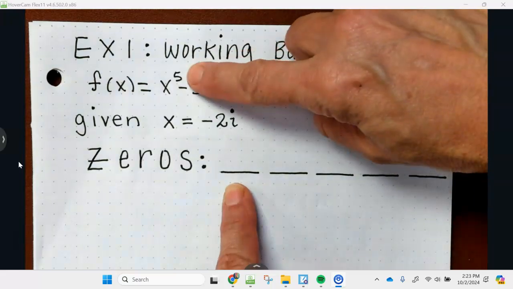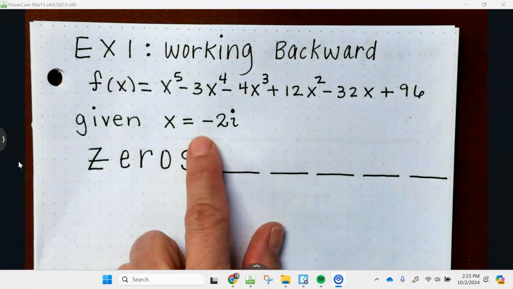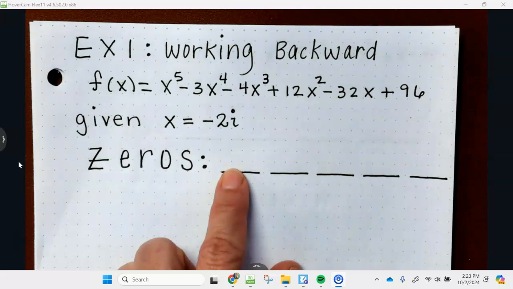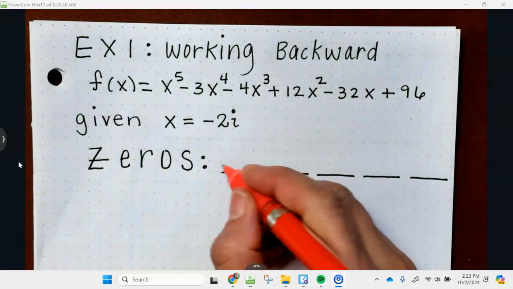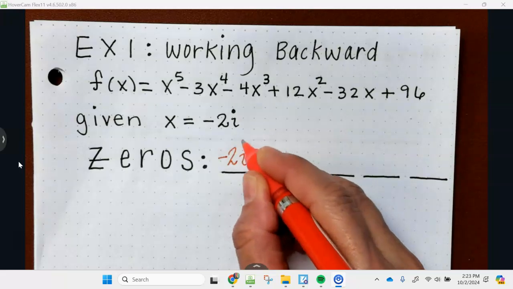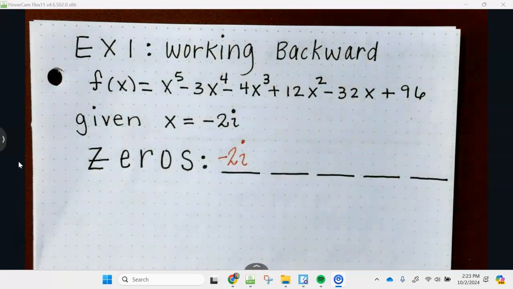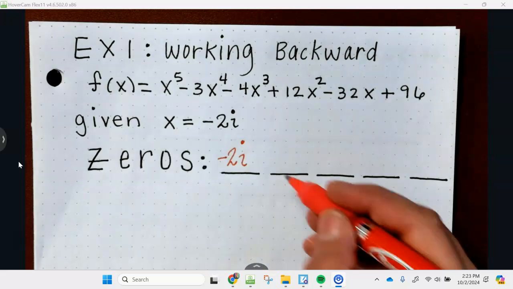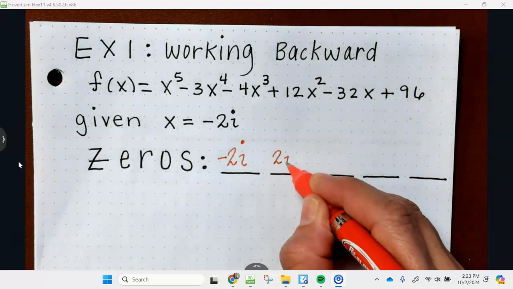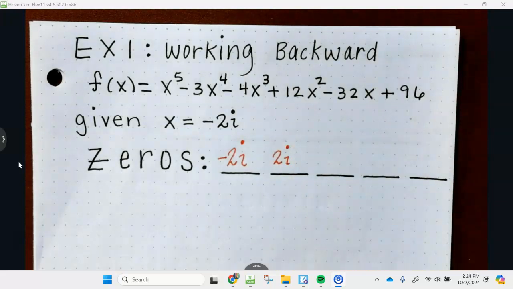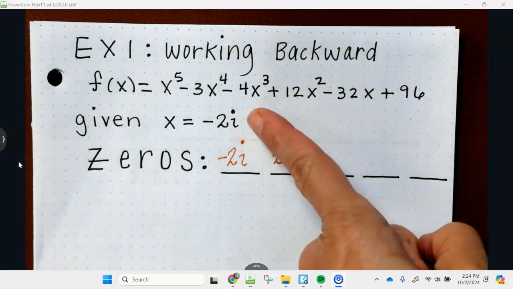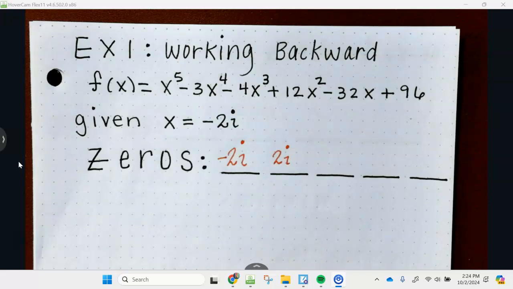Y'all, it's the degree of 5. I drew 5 lengths. We know one of the answers. We can go ahead and write negative 2i right here. Another answer has to be the positive part of that. So we know 2 answers. The other answer we know for sure is positive 2i. So every single time you are given an answer with an i, you get a 2 for 1. You know 1 is positive and you know 1 is negative.